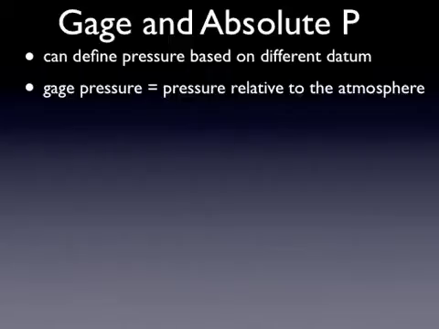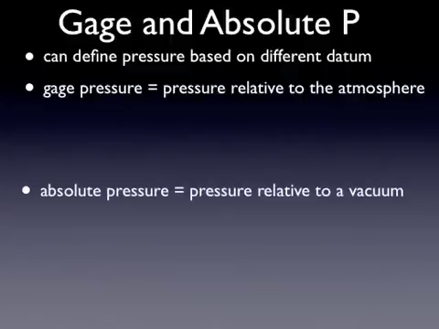If you're reading a tire gauge and it says 0, that doesn't mean that your tire has a vacuum and it has the pressure of outer space in it. It just means that it's equal to atmospheric pressure. So gauge pressure is what's most commonly used.